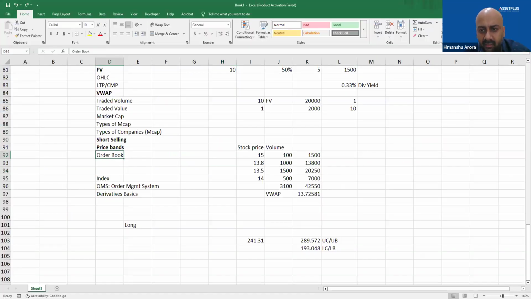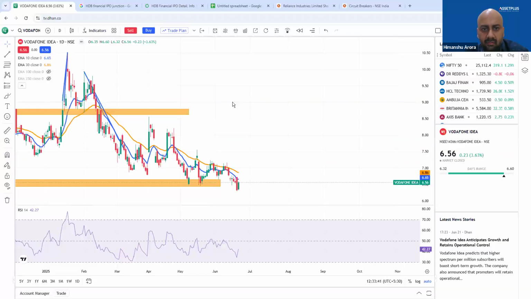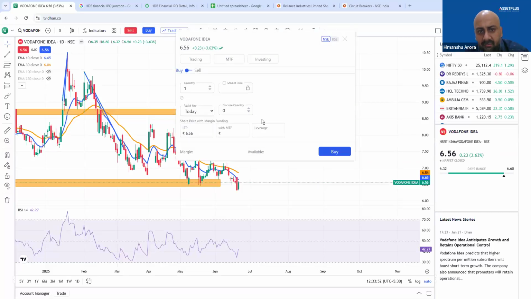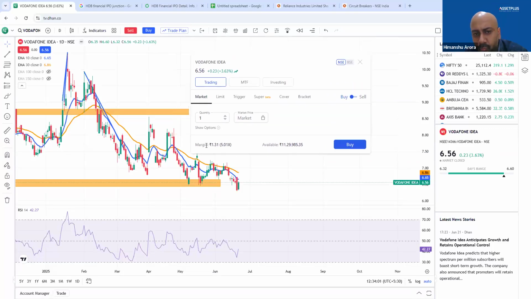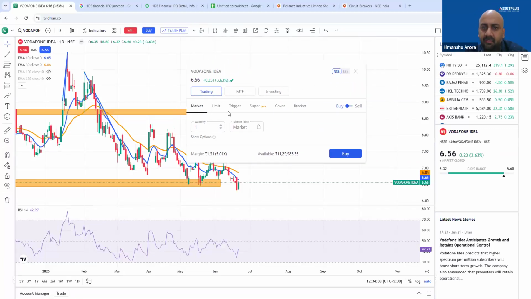Perfect. Last topic in the terminology. Okay, Shailendra has a question. Sell. Here's a margin available. So for one share, I need to pay only 1 rupee 31 paisa. And how much money do I need to pay for buy? For intraday, again 1 rupee 31 paisa. Shailendra, clear?